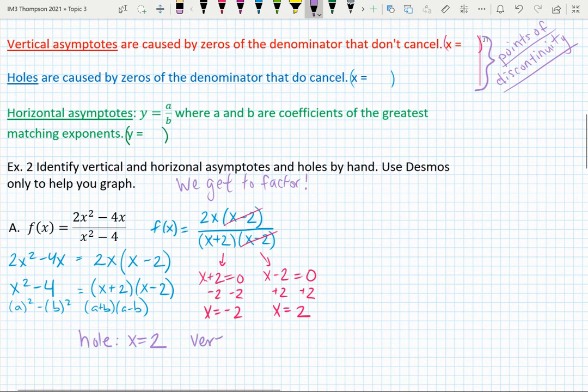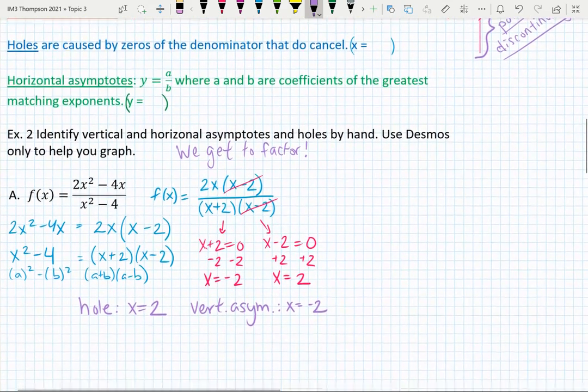I have a vertical asymptote. The vertical asymptote is caused by zeros of the denominator that do not cancel. This factor does not cancel. Therefore, this point of discontinuity is a vertical asymptote. So much information. We'll talk about what a hole looks like also. We haven't really looked at those.